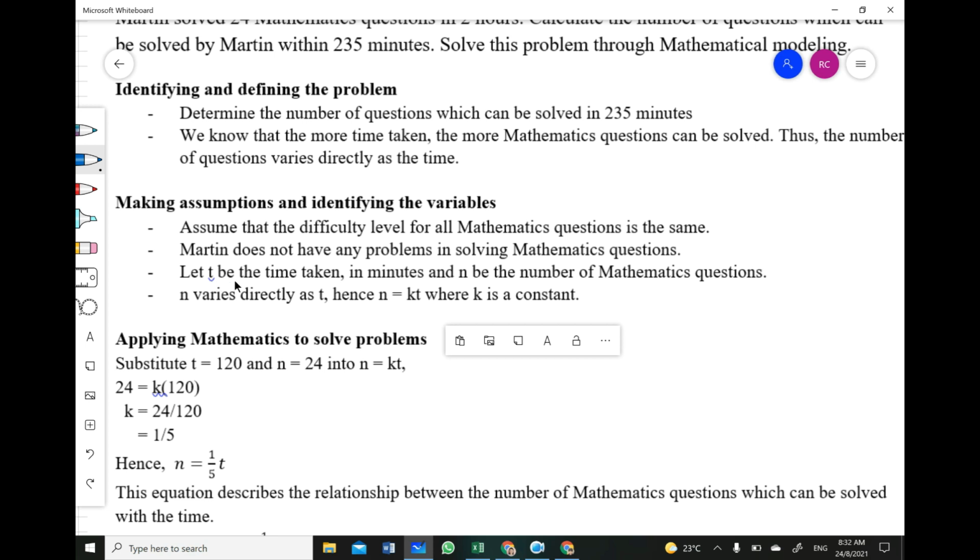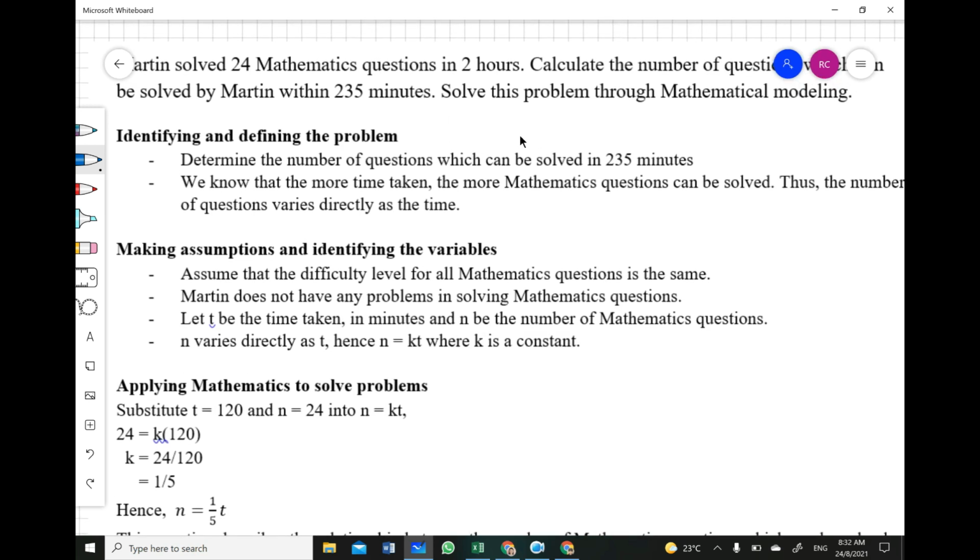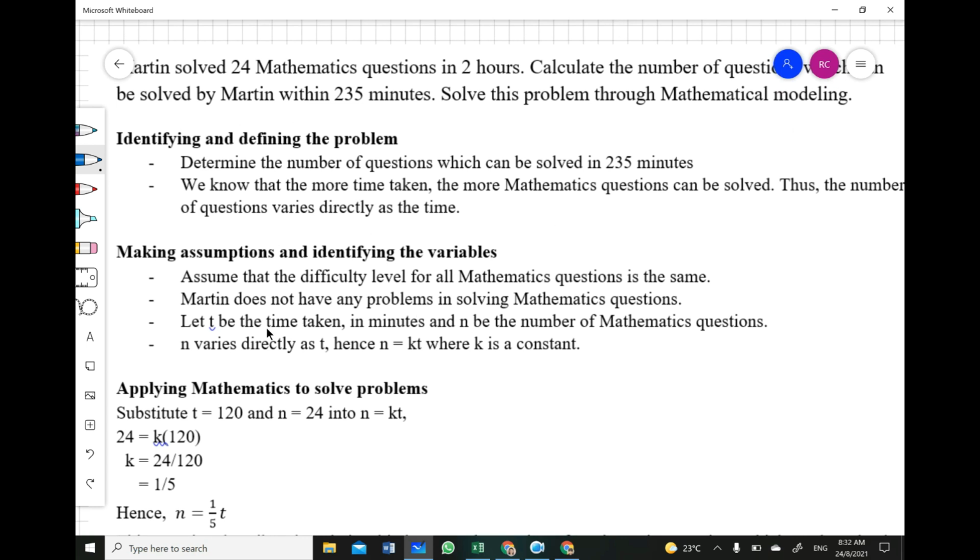And then we are going to identify the variables now. Let t be the time taken in minutes and n be the number of mathematics questions that he can solve. So just now, 24 questions he can solve in 2 hours. So we need to determine, for 235 minutes here, how many questions can be solved? So n varies directly as t. Hence n equals kt, where k is a constant. Okay, so this one you learned in chapter 1 already.